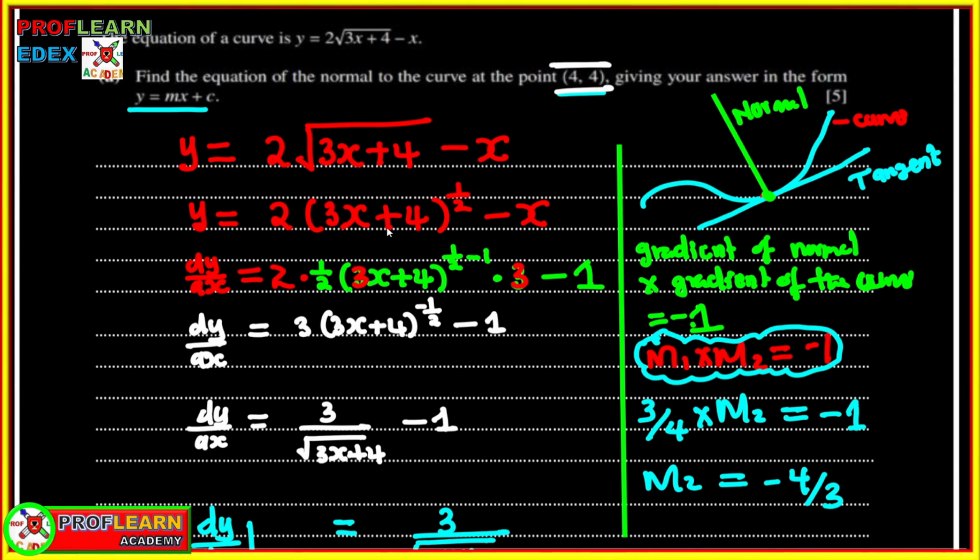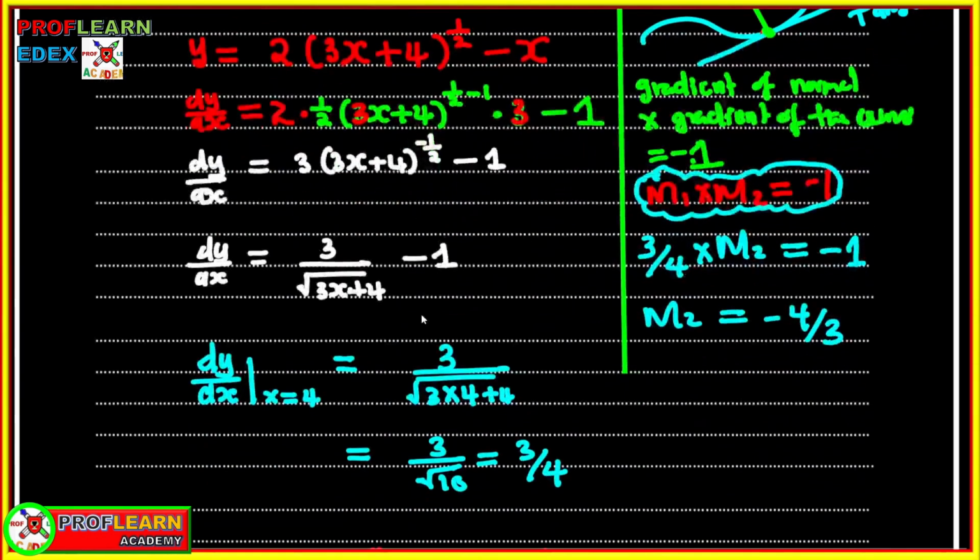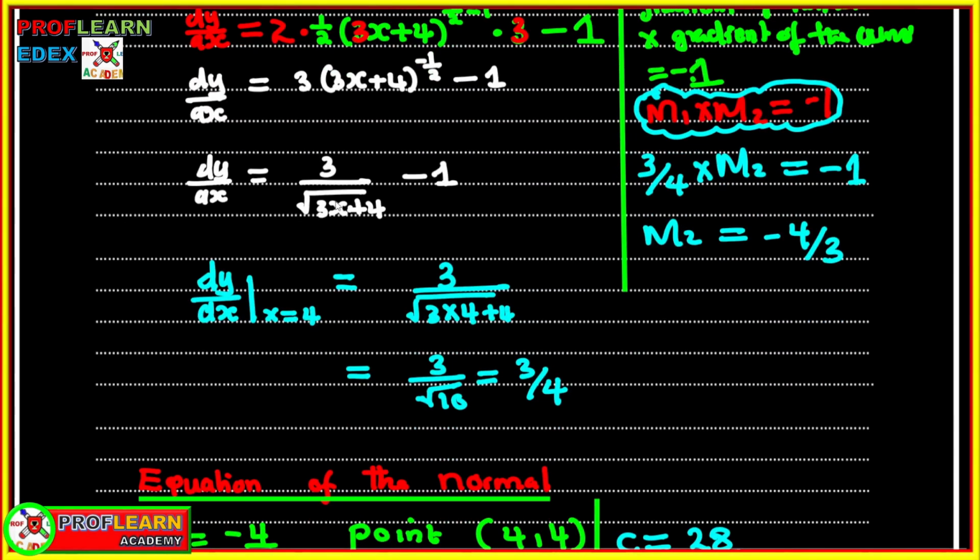So the first thing to do is to use the power rule. Just disregard what's in the bracket, take the power down, reduce the power by 1, then multiply by the number in front of x. Just understand it that way. So dy/dx is equal to this, which reduces to 3 over the square root of (3x plus 4), minus 1.